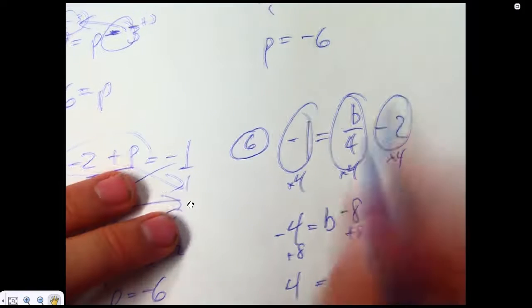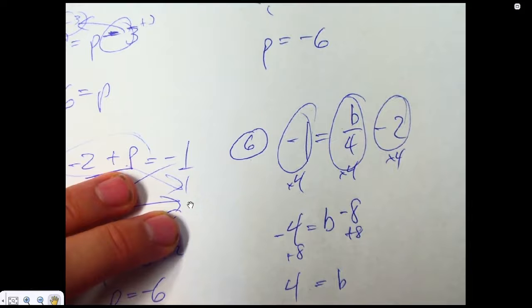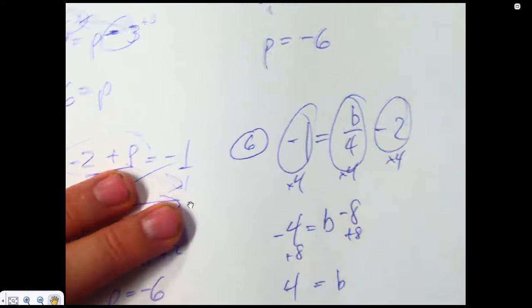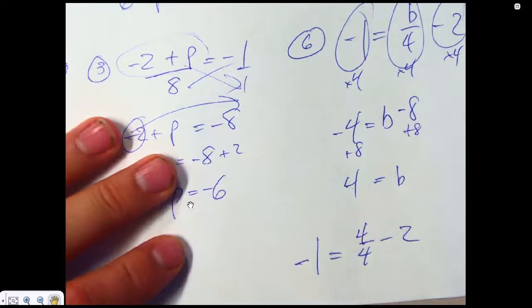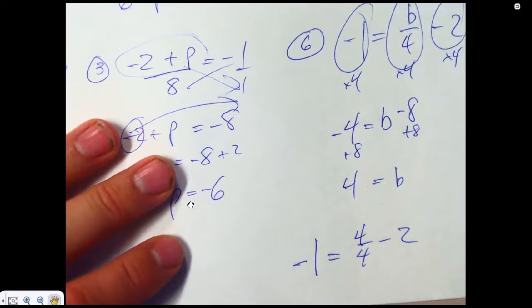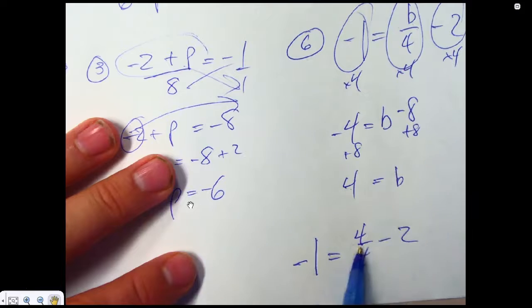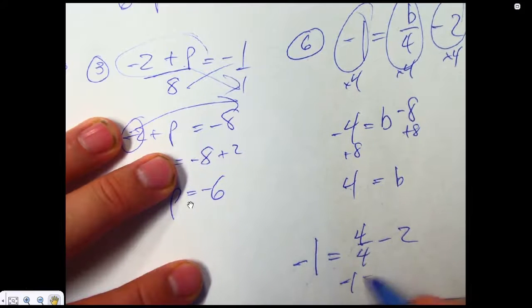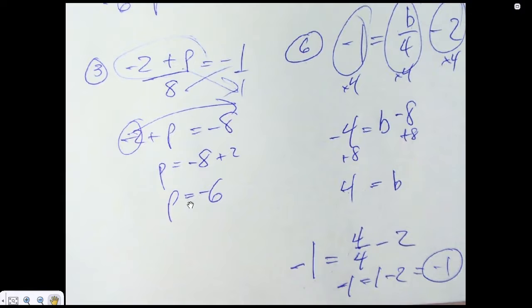And you can always check these, right? You should know if you're right or not. So if I'm correct and I put that 4 back in here for b, then it should make a true statement. So negative 1 equals 4 over 4 minus 2. Well, if I'm right, that should be true. So what's 4 over 4? It's 1. 1 minus 2, is that equal to negative 1? It is, so I feel pretty good that I got that problem correct.